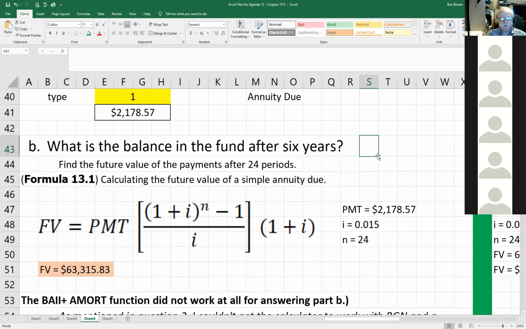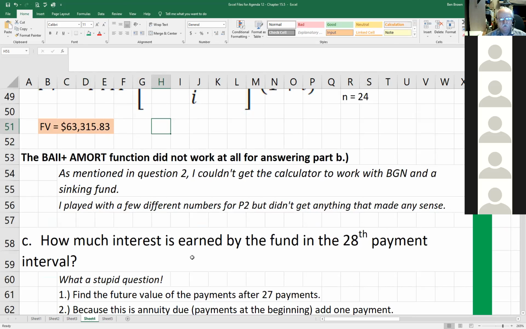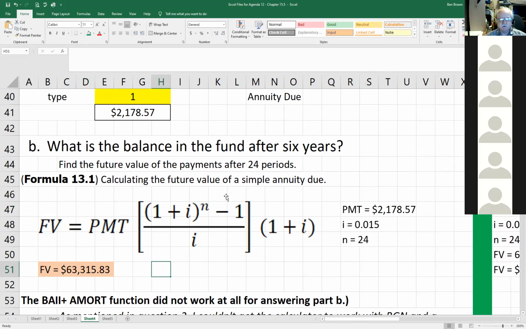And so the next thing they ask us, once we know the payment, is what is the balance in the fund after 6 years? So we start by finding the future value of the payments after 6 years or 24 periods. And we come up with a future value of 63,000. And so that is the balance in the fund, is the 63,000.